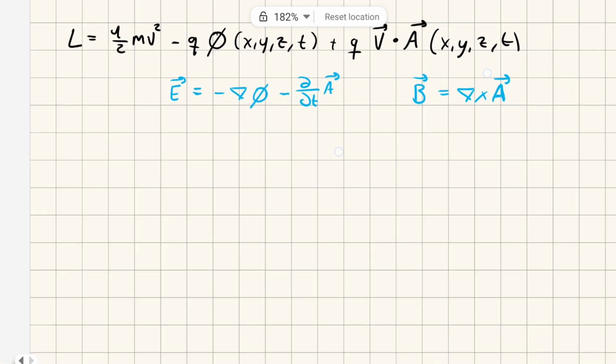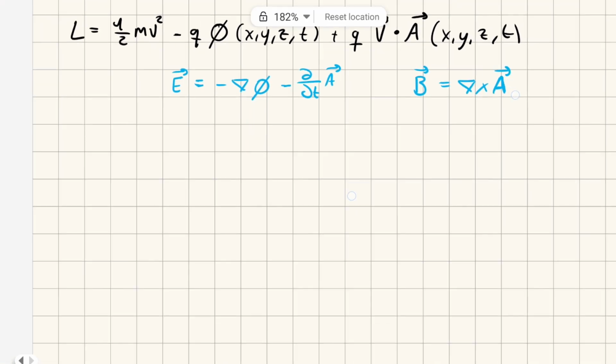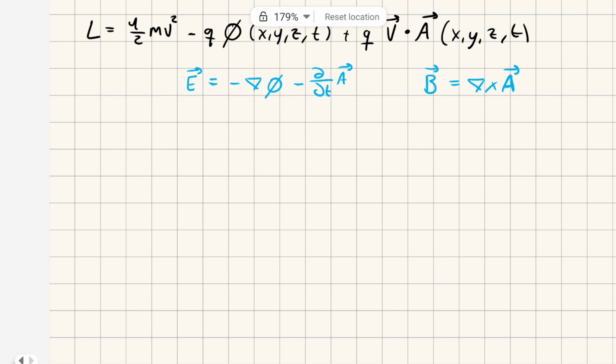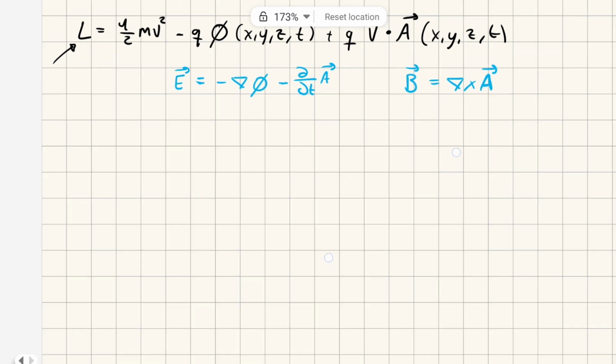So we are going to establish that we have a Lagrangian for this particle given by this expression over here, and we know that this A and this phi are related with the electric field and the magnetic field by these two equations. So what we are interested in is to see what happens if we take this Lagrangian into the Euler-Lagrange equations.